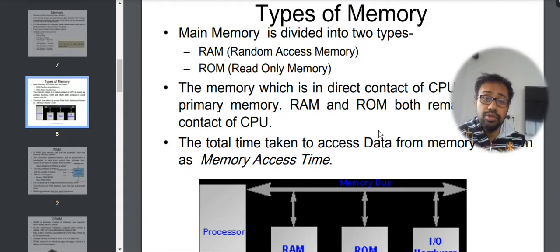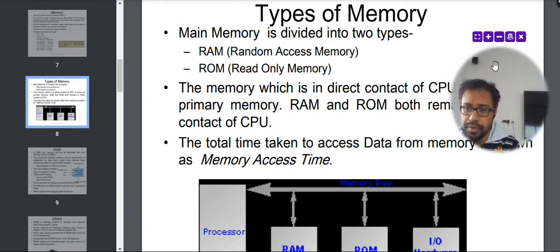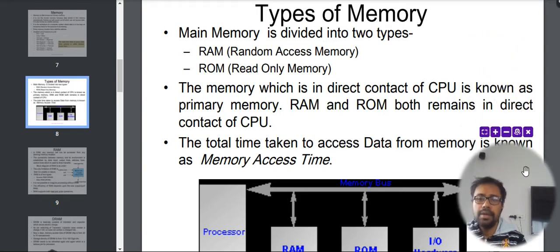Now there are ideally two types of primary memory, RAM and ROM. From childhood classes you have learned that RAM means random access memory, ROM means read only memory. So how are they different from each other, let's see. The memory which is in direct contact with the CPU is known as primary memory, and both RAM and ROM are in direct contact with the CPU, and they are also a part of the memory access time. So they follow the memory access time procedure too.